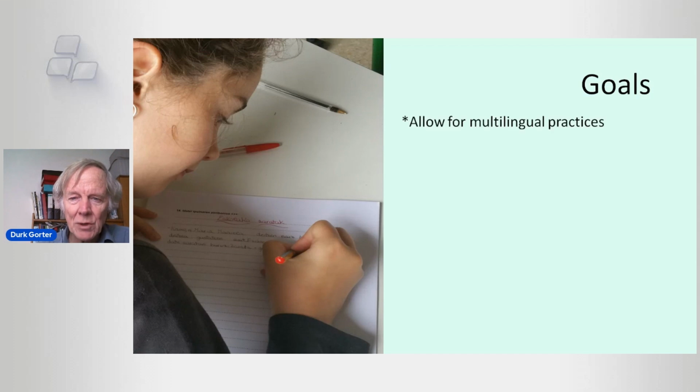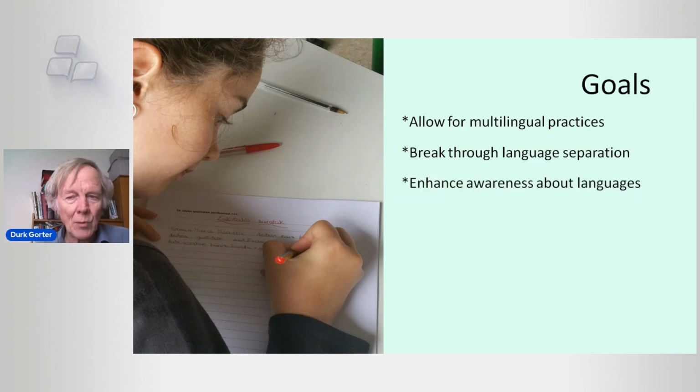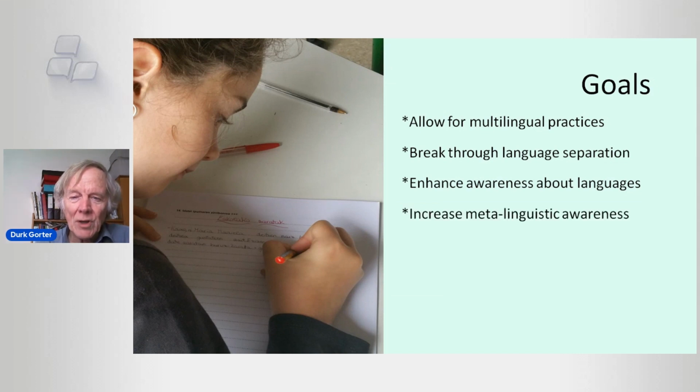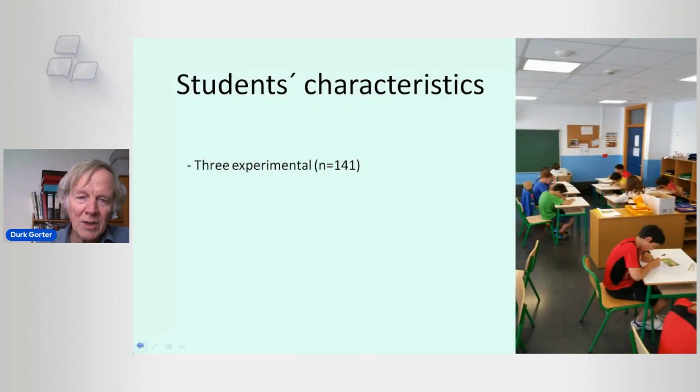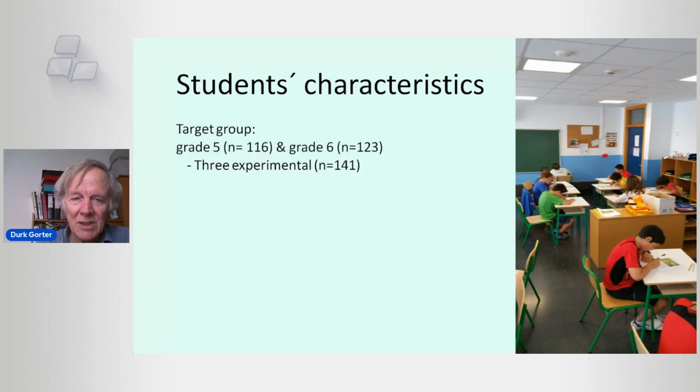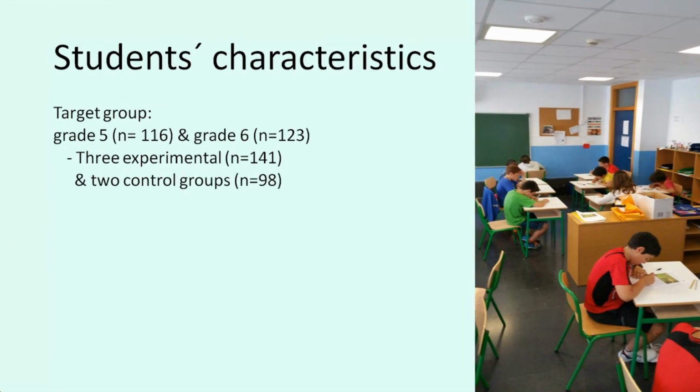So our goals of this project were to allow for multilingual practices, to use the different languages, and also to break through the language separation in the classroom. And we enhanced awareness about languages, we tried to increase metalinguistic awareness, and we emphasized reading and writing skills. We had 3 experimental groups, and the target groups were in grades 5 and 6, and we had 2 control groups.